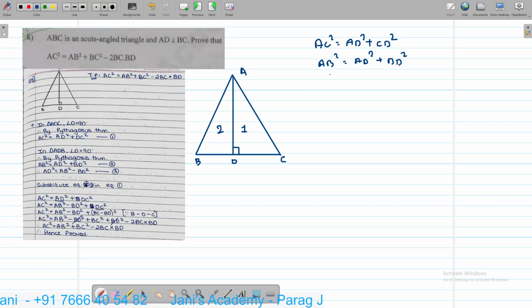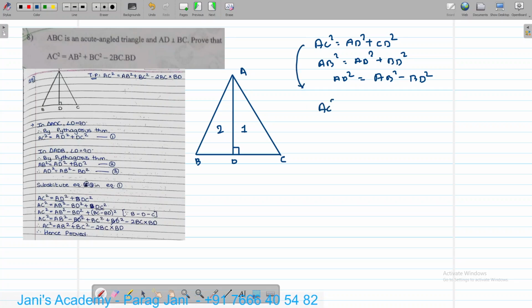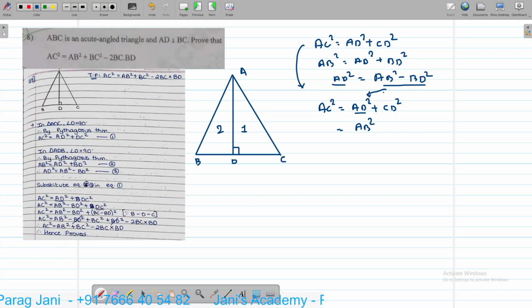Now you can say AD square, I'll move BD square to the other side, so AD square is AB square minus BD square. Now what was my first equation? AC square is equal to AD square plus CD square. Now instead of AD square, I'll put this value over here. AD square's value is AB square minus BD square, so AC square is AB square minus BD square plus CD square.